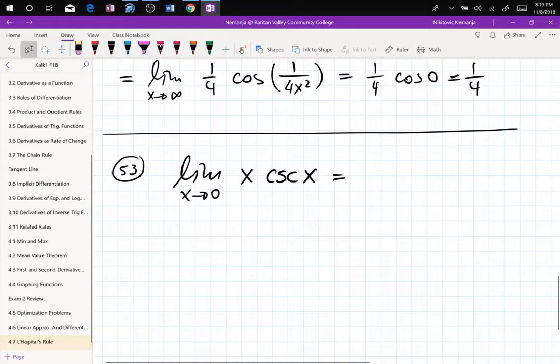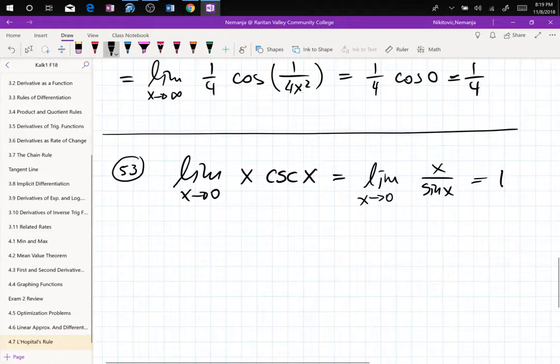Are we done? It's one step. Limit x goes to 0. The cosecant is 1 over sine, so this is x over sine x, and it's equal to 1 eventually. I know. So this is 1 over cosine, which is the same as cosine over 1, whatever.